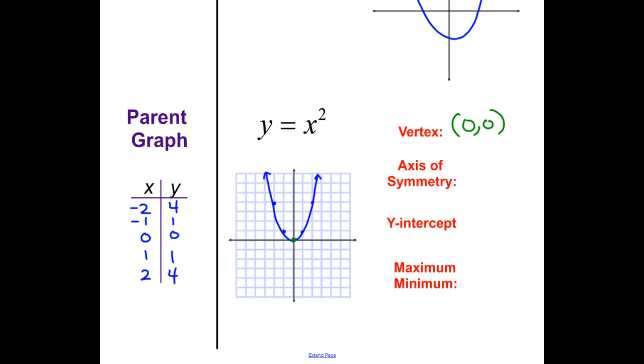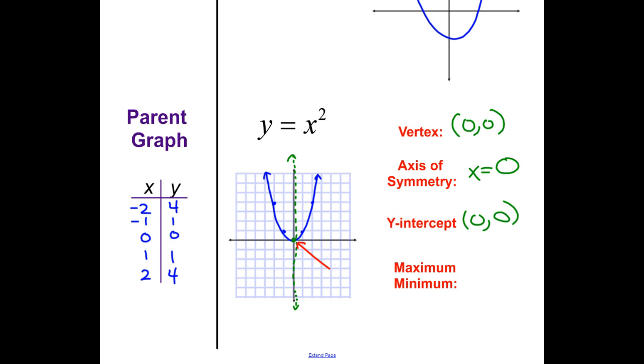Our axis of symmetry is the actual vertical line that cuts our parabola in half. You can see right there, that's going to be an x equals, because vertical lines, remember, are x equals, and it's at our y axis, so it's x equals 0. Our y-intercept, remember, is where we cross the y axis, and you can see it's right there. Our y-intercept will always start with a 0 for the x value, but at this point it's 0, 0.